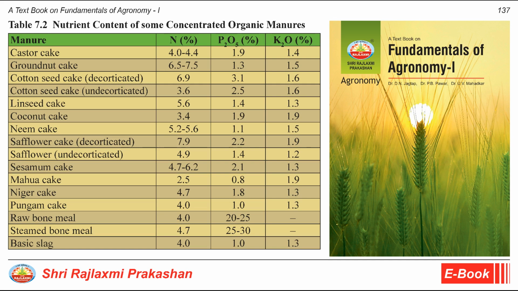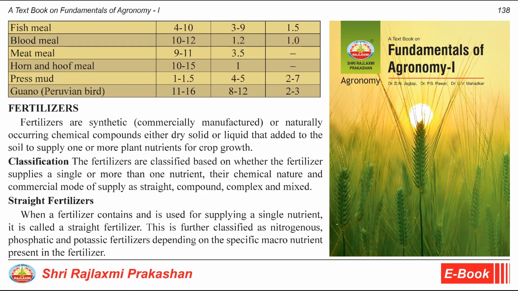Manure number 15, steamed bone meal. Percentage composition of N 4.7%, P2O5 25 to 30%. Manure number 16, basic slag. Percentage composition of N 4.0%, P2O5 1.0%, K2O 1.3%. Manure number 17, fish meal. Percentage composition of N 4 to 10%, P2O5 3 to 9%, K2O 1.5%.